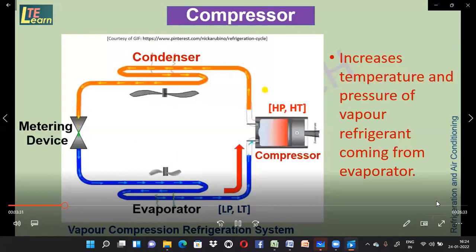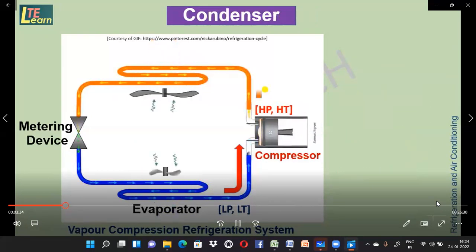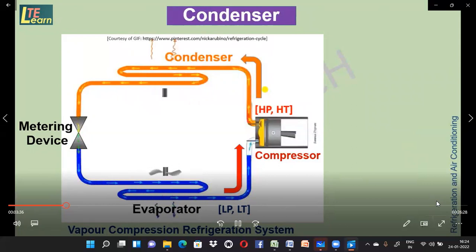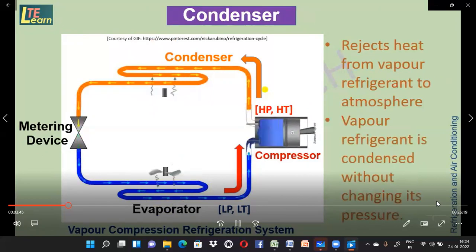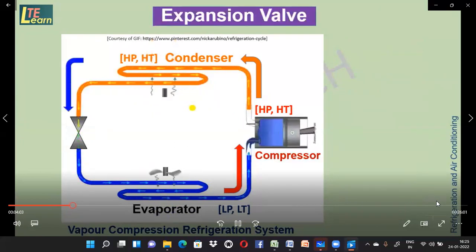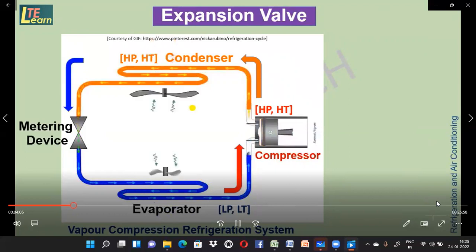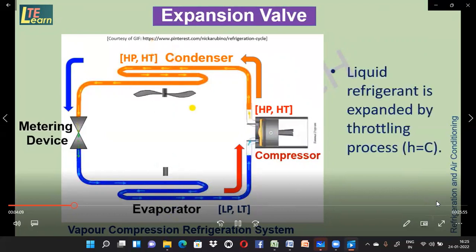Such high pressure and high temperature vapor refrigerant goes to the next device, that is condenser, where condenser rejects heat from vapor refrigerant to the atmosphere, and this vapor refrigerant is converted into liquid form, that is condensation of the refrigerant is taking place at constant pressure. This high temperature and high pressure liquid refrigerant is coming to the metering device or expansion valve, where liquid refrigerant is expanded by throttling process.